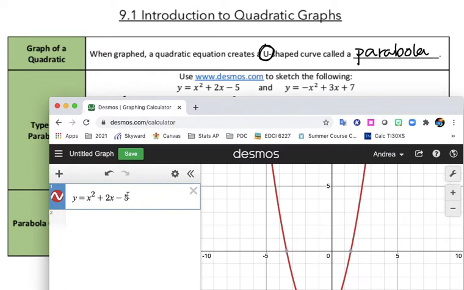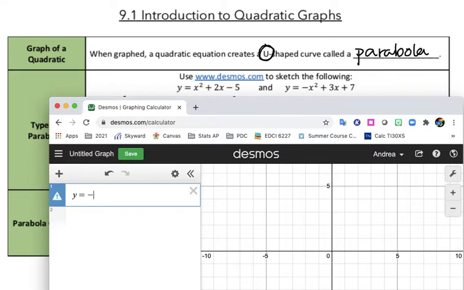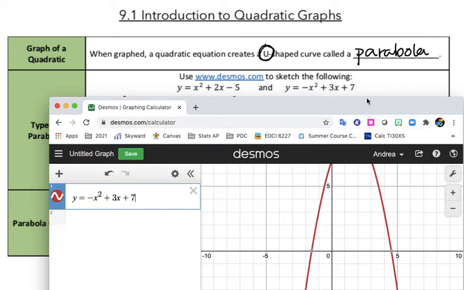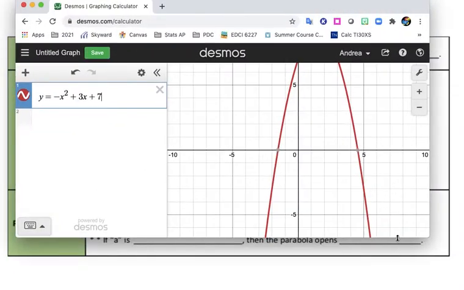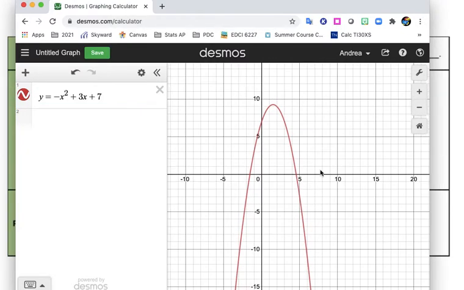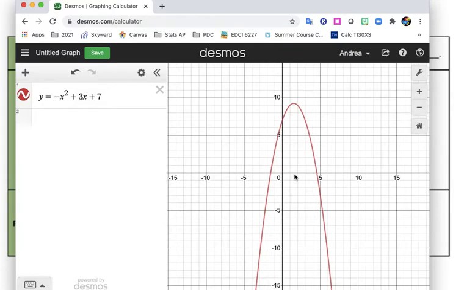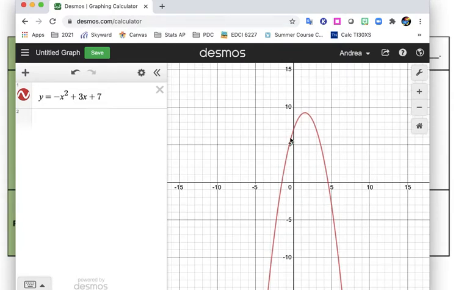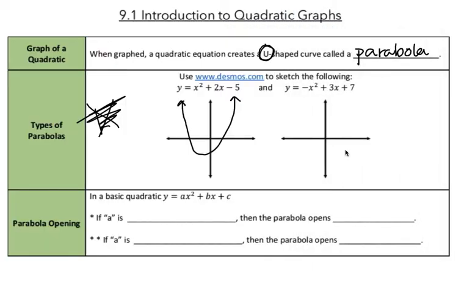The second one, okay, so now I'm going to graph another one: negative x squared plus 3x plus 7. Now I have this graph, and I need to make mine a little bit bigger so I can see where it's turning. All right, so you can grab this, we can zoom in and out. And this one is going up, up, up, crossing the y-axis, turning and coming back down. So this graph looks something like this, where it's going up, crossing, turning, coming back down.